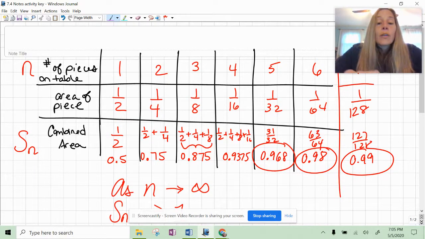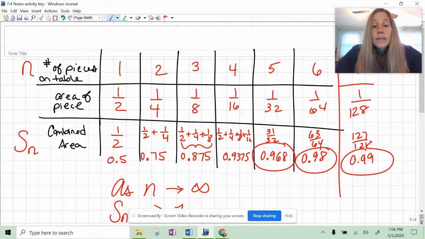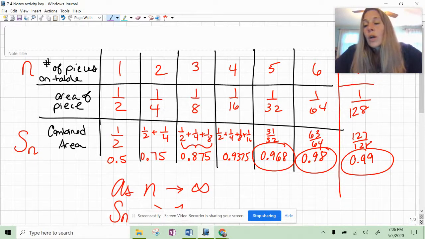And then if you add those together, you have 0.75 as your total combined area or your sum. Then we had the 1/8 piece, which when we add that to the 1/2 and the 1/4, we get 0.875. Then we add the 1/16 piece, and we get up to 0.9375, then the 1/32, then the 1/64. Now, technically, I could keep cutting it, right? I could have a 1/128, then a 1/256, or whatever.